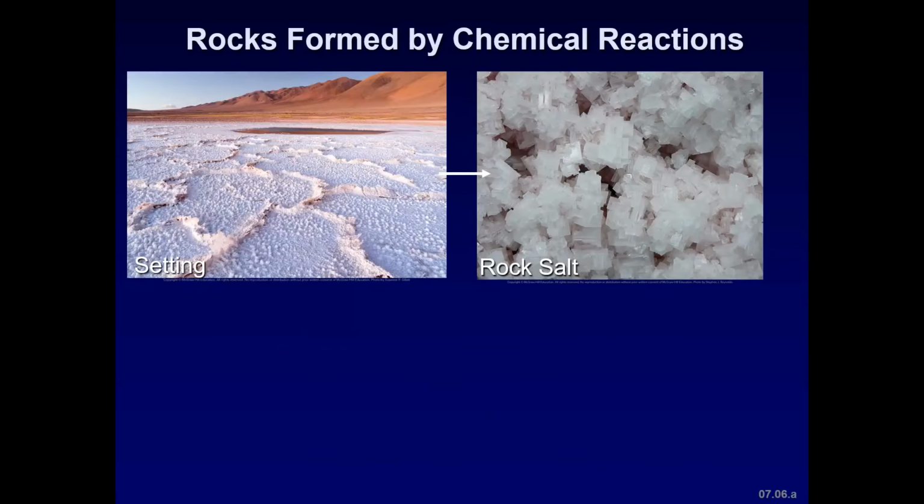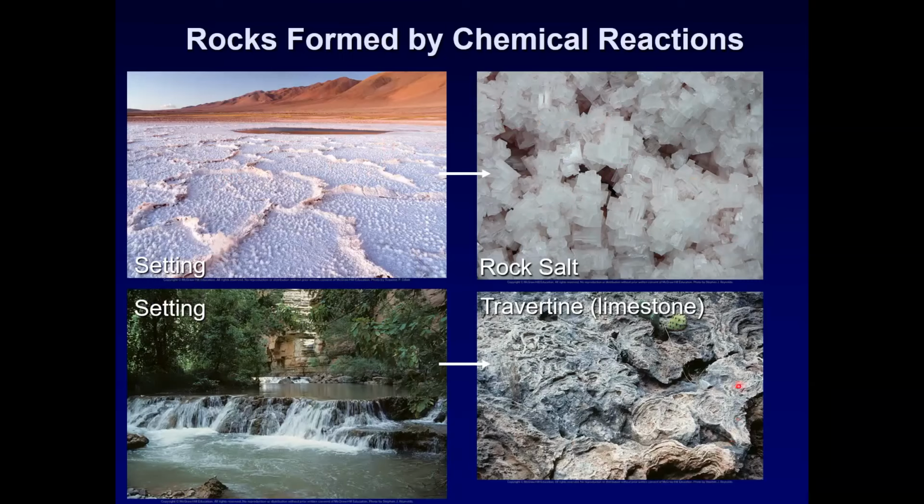Looking at rocks formed by chemical reaction, we have rock salt here, sodium chloride. That forms when oceans and lakes containing sodium, calcium, and chloride evaporate. So a setting like this. There's also travertine, which is a type of limestone. It forms as chemical-rich waters precipitate calcite, such as from temperature changes or when two different types of water mix. So it could be from a setting like this with a waterfall.